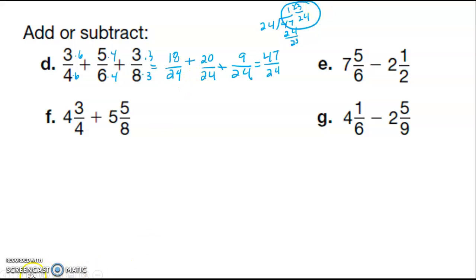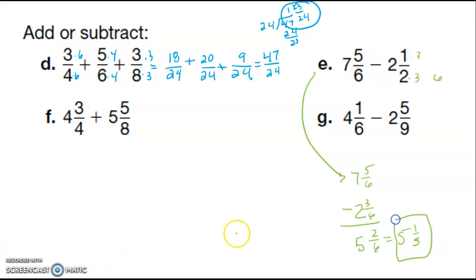Okay, let me change colors. Green's fine. Okay, I'm going to bring this down here. So I have 7 and 5/6 minus, and this is going to be 2. The whole number doesn't change, but I want this to have a denominator of 6. So this is times 3, times 3. So this is 3/6. 5 times 3. And then I reduce to 5 1/3. Right, so that's the answer to that one.